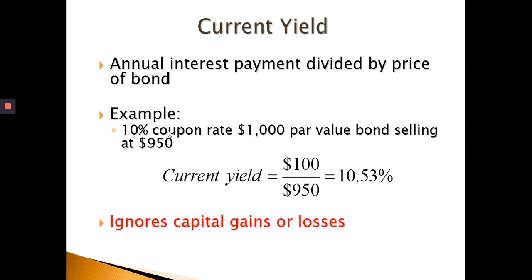For example, 10% coupon rate on 1,000 is 100. Out of the bond price, which is 950. So 100, your interest payment, your coupon, divided by the bond price, that means 10.53%. That's your current yield. Current yield means we are calculating for that particular year.